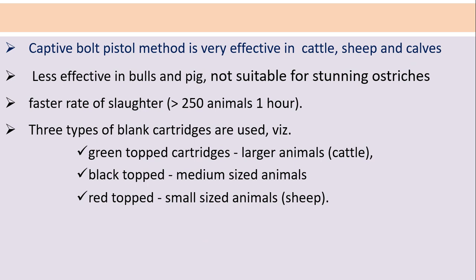The captive bolt pistol method is very effective in cattle, sheep and calves. It is less effective in bulls and pigs, and not suitable for stunning ostriches. A faster rate of slaughter is possible. There are three types of blank cartridges: green topped cartridges for larger animals such as cattle, black topped ones for medium sized animals, and red topped ones for small sized animals like sheep.